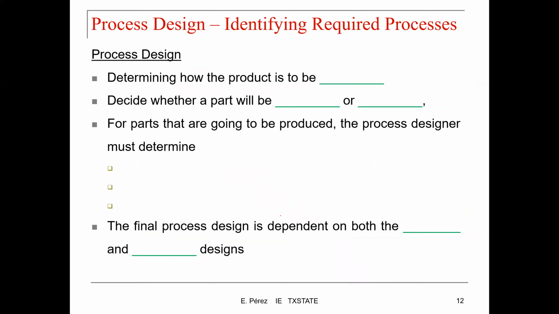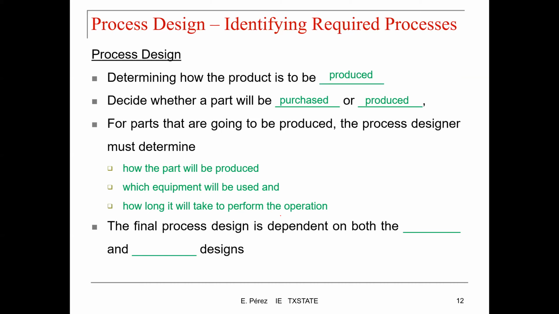So let's talk about process design. Process design is determining how the product is to be produced. As I mentioned earlier, you have to make a decision whether a part will be purchased or produced in-house. For parts that are going to be produced, the process designer must determine how the part will be produced, which equipment will be used, and how long it will take to perform the operation. All this is very important. So how the part will be produced: what type of process you're going to be using to produce that part.